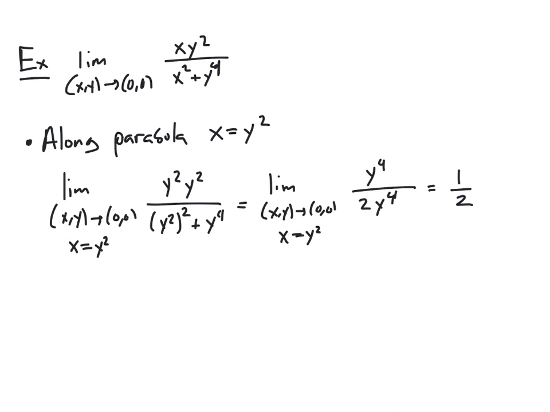So along any line, we saw that the limit was 0, but along this parabola, it's equal to 1/2. Those two numbers being different tell us that this limit does not exist.